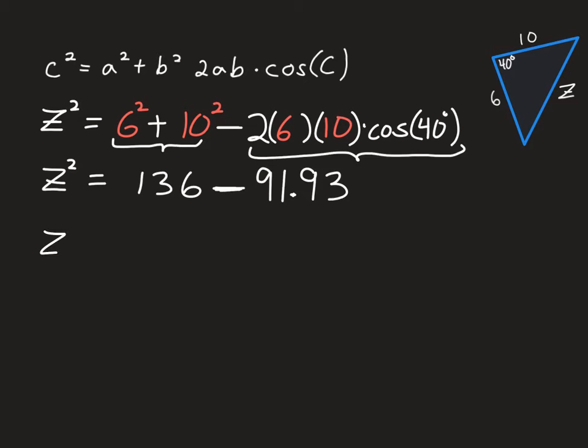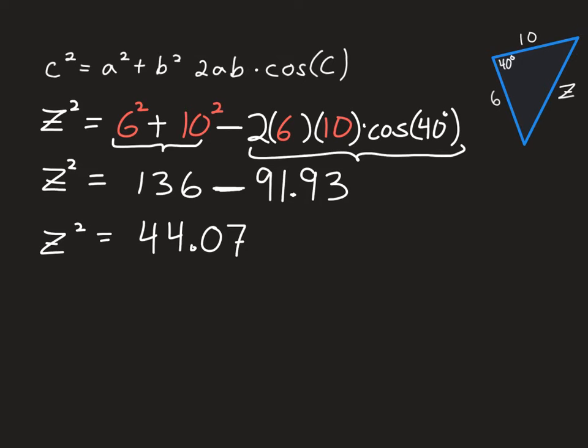Okay, so now I have z squared is equal to 44.07. Okay, and I'm done, right? Wrong, because I have not solved for z. I've solved for z squared. So be really careful here. This is not your answer. I'm not done. I've solved for z squared, not z.